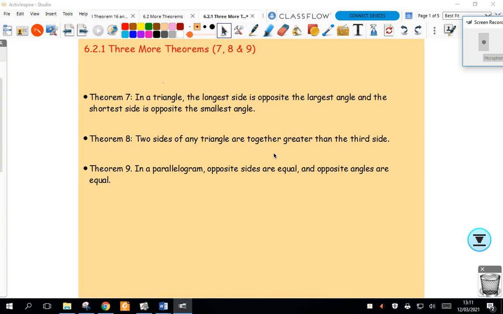Okay, in this class I want to look at just three more theorems. There they are. You can pause the video and read through them. I'm just going to jump into a couple of examples.